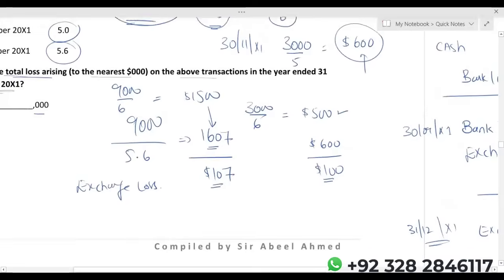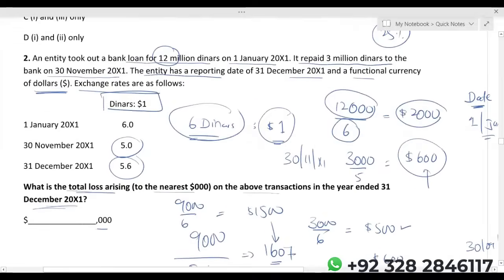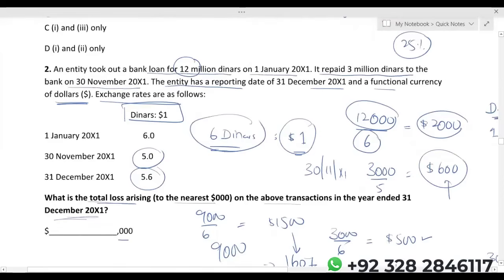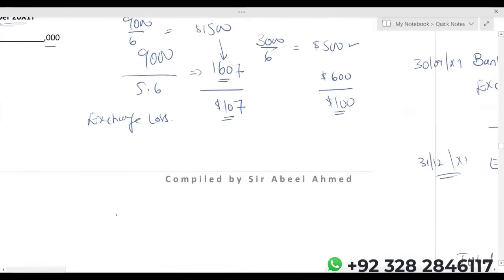One more thing, if any of the students is having difficulties in translating by using the ratios, I would prefer ratios, but there's another way also. That is, if you have been given an indirect quote, how do we decide an indirect quote? In the numerator, you will have a foreign currency. In the denominator, you will have a local currency.